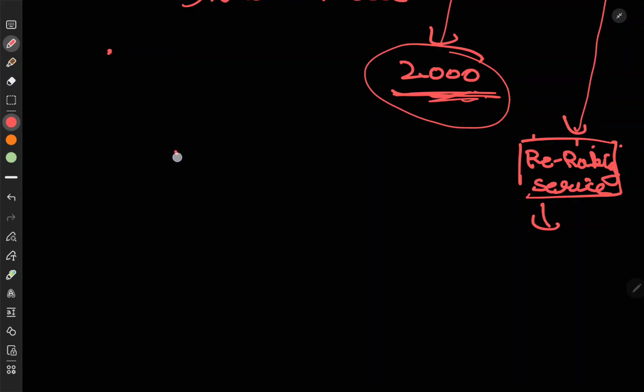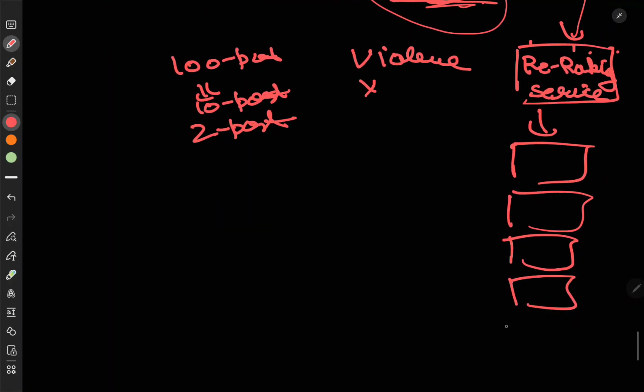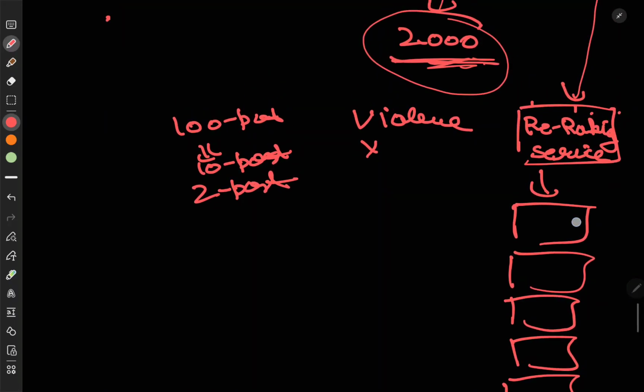Hey, if let's say in 100 posts there are 10 posts related to a particular author only, bring it down to 2. Or let's say there is a post which has a lot of violence in it, so a safety-based filter could be applied: don't include violence in these posts. Once this re-ranking service is applied, we can show the top 20 or top 50 posts to the user. So this is how it works.